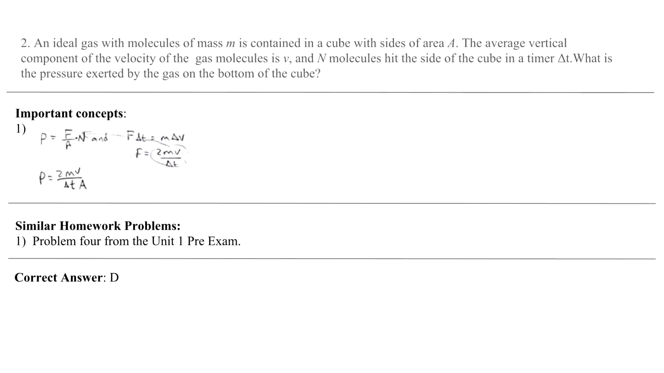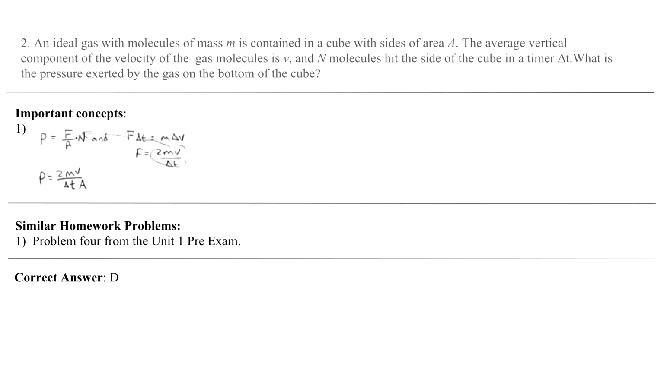The primary thing you need to solve this problem is to go back to impulse, where you have J equals F delta t and J equals m delta v. Because both of those equations equal impulse, you can substitute them into each other. Once you do that, you just solve for pressure, and you get P equals 2mv over delta t times A.